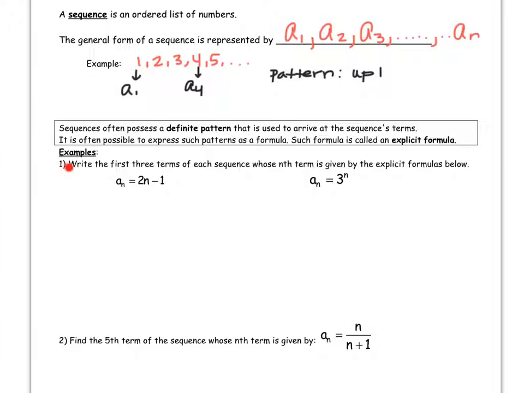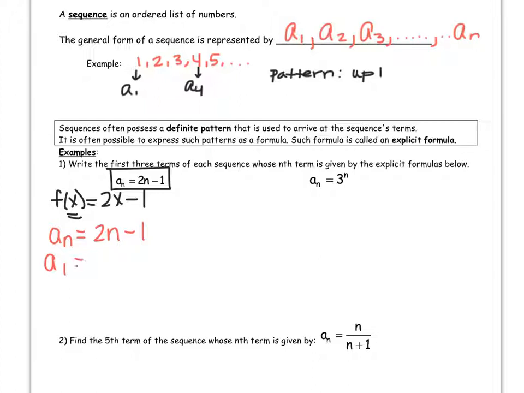So, for example, I want you to write the first 3 terms of each sequence whose nth term is given by the explicit formulas below. So just like a function notation, just like I have, for example, f of x equaling 2x minus 1, I can substitute for x just as I do for f of x into this a of n formula. So if I have a sub n equals 2n minus 1, I want to find a sub 1. And what that means is I want to find the first term. So everywhere I see an n, I'm going to plug in a 1.